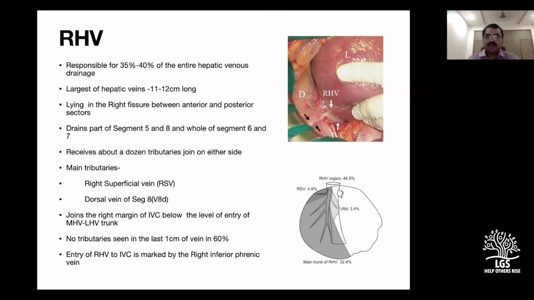And you see the picture in the upper part actually shows the right inferior phrenic vein by arrows. That shows the entry of the right hepatic vein into the IVC. So if you trace the right inferior phrenic vein, you can actually identify the entry point of the right hepatic vein into the IVC. The lower picture actually shows the percentage of the liver right lobe drained by the right hepatic vein.